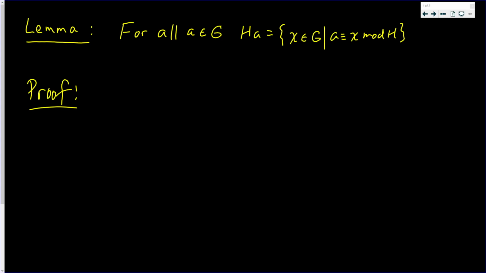In this video we're going to prove the following lemma. For all a, little a in G, the set Ha is identically the same as the set of all x's in G such that a is congruent to x mod H. I'll modify that a little bit.